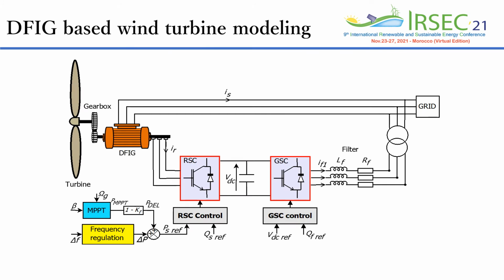The modeling of the wind turbine system is as below. It is composed of the wind turbine, the power converter, and the rotor side converter, when we apply the frequency regulation to the rotor side converter control.